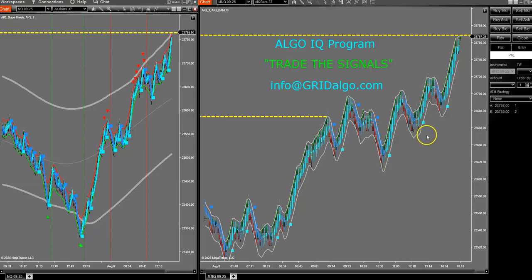But you have the signals, the mom signals or reversal signals, same setups, but you can use reversal signals. I'm going to start off with trade the signals, working the mom, the momentum signals. Then we'll move over to working trade setups with the reversal signals.